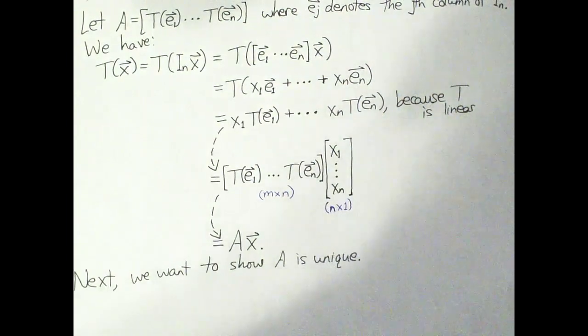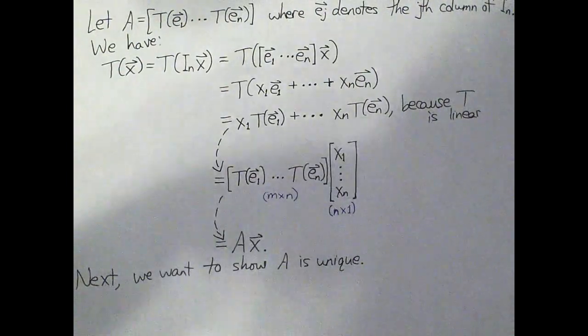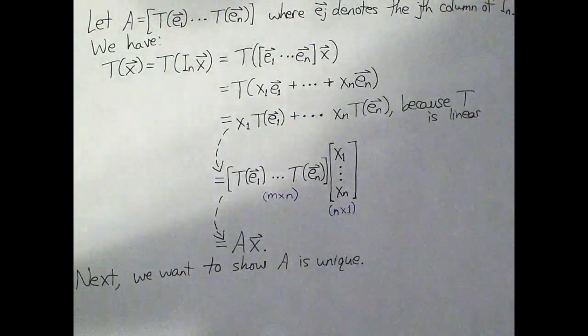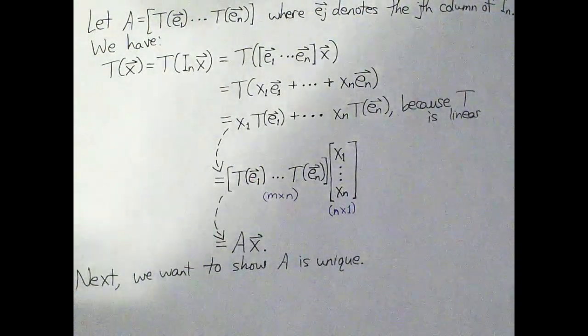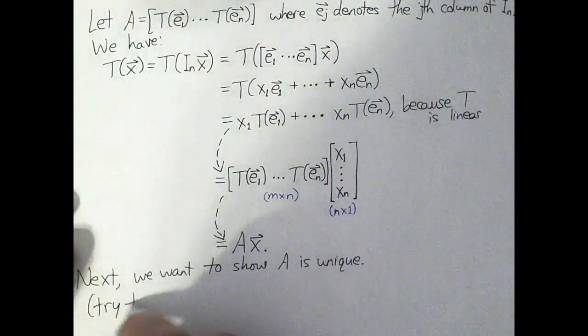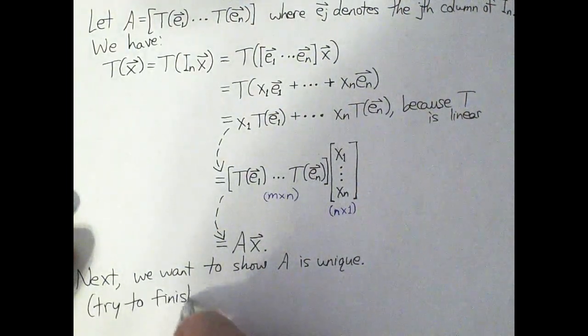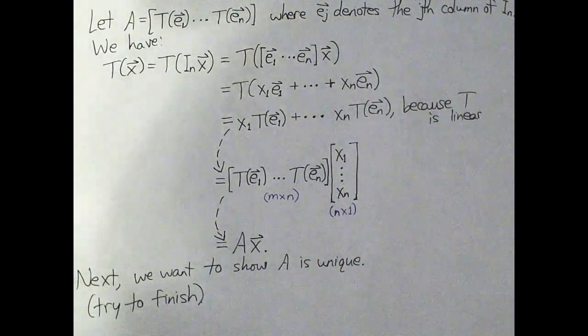The textbook that I'm following along with actually leaves this part as an exercise, and I think it's number 33 in the textbook. I think I am going to leave this and say, try to finish on your own. You could always ask me about it later, but the book that I'm following along with leaves this as an exercise, so I'm going to leave that as an exercise, proving that the matrix is unique.